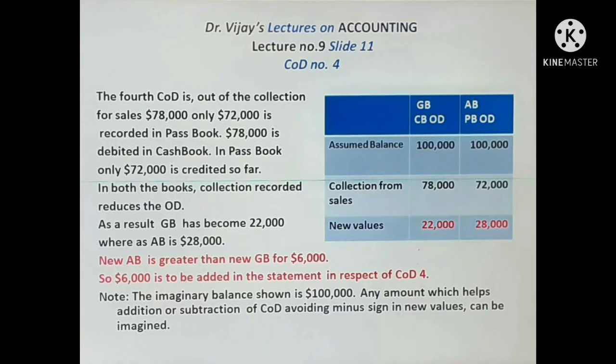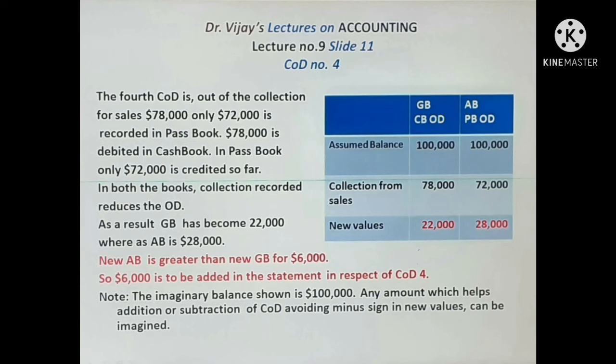Slide 11 explains whether COD number 4 is to be added or subtracted. Please read. The 4th COD: out of the collection for sale, $78,000, only $72,000 is recorded in the passbook. $78,000 is debited in the cash book. In the passbook only $72,000 is credited so far. In both the books, collection recorded reduces the overdraft.